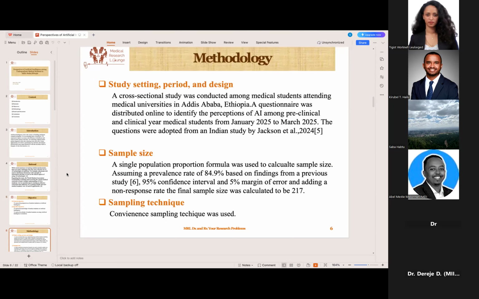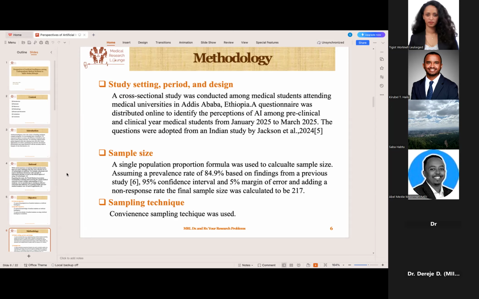Methodology: a cross-sectional study was conducted among medical students attending medical universities in Addis Ababa, Ethiopia. A questionnaire was distributed online to identify the perceptions of AI among preclinical and clinical year medical students from January 2025 to March 2025. The questions were adapted from a similar study done in a province in India, which was published in 2024.